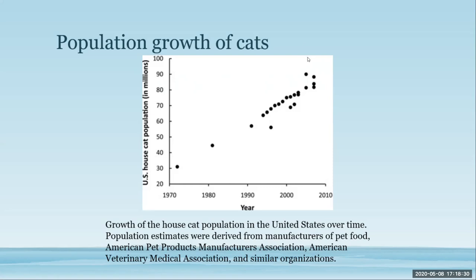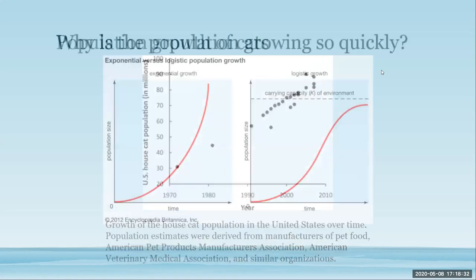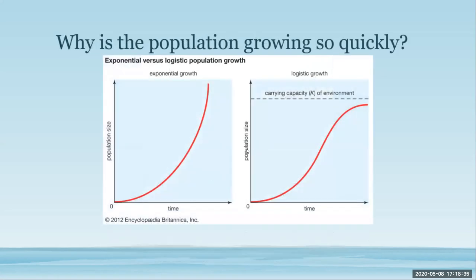That's a huge change. Now let's analyze that. So let's look at the curve that's to the right. This is what's known as a logistic curve, which is also known as a population growth curve. Now this is common for anything that grows as a population. So this is common for cats, this is common for humans, this is common for any sort of animal.